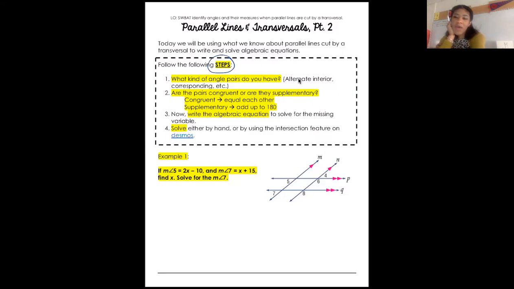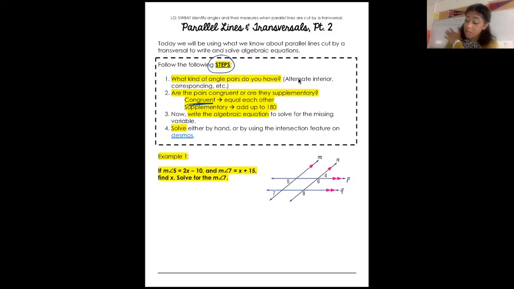to identify what angle relationships you have. For example, are they alternate interior angles? Are they corresponding angles? Are they linear pairs? What kind of relationship do you have? That's step 1. Step 2, based on the relationship you determine in step 1, are those two angles congruent or are they supplementary? Remember, if something is congruent, that means they're equal to each other.